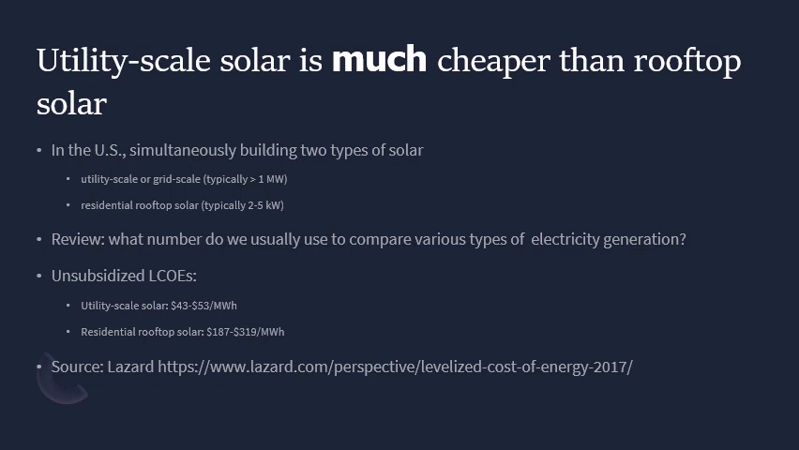In the U.S., the U.S. is simultaneously building two types of solar. We have utility scale or grid scale, typically greater than 1 megawatt, and residential rooftop solar, which is typically 2 to 5 kilowatts in capacity. So the utility is much larger, and so we have, again, economies of scale.